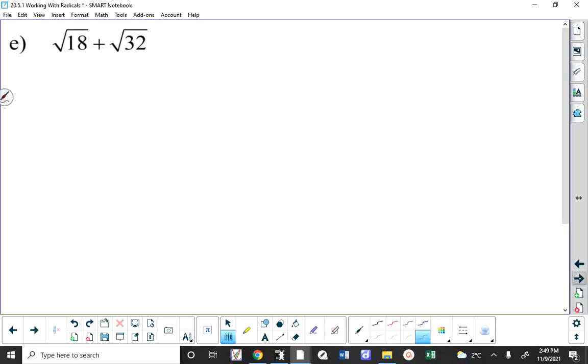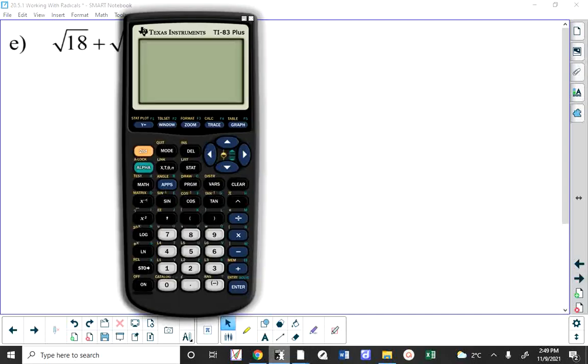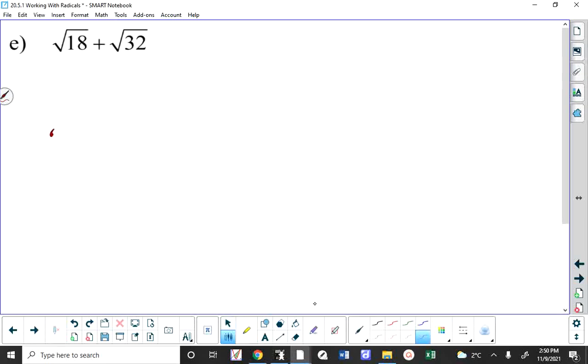Root 18 plus root 32. So I would like everybody to simplify root 18 and root 32 first.